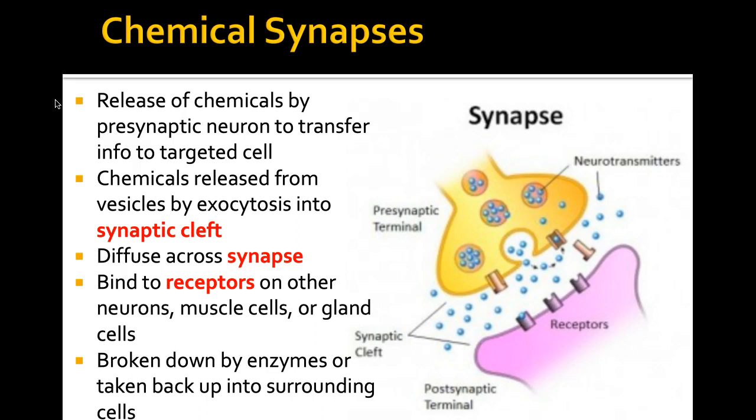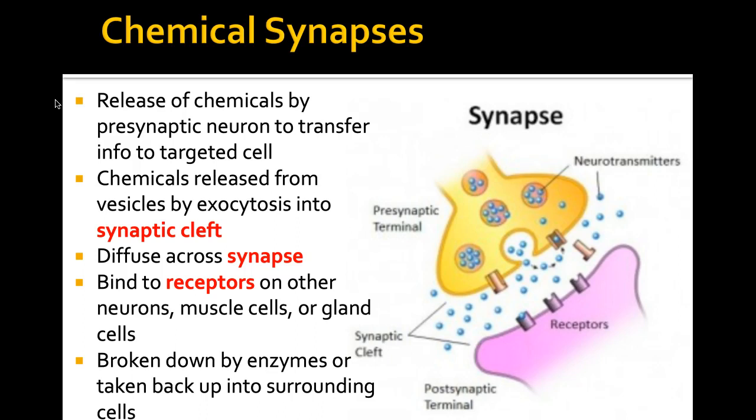The chemicals are released by that presynaptic cell. And if you look at the picture, you can see that these chemicals are within vesicles and they will be released. One thing I should mention, it's on the next slide, these chemicals are called neurotransmitters. When they're released from that presynaptic cell, they're going to diffuse across the synapse, across that space in between neuron cells. When they are released, they're going to bind to another neuron.